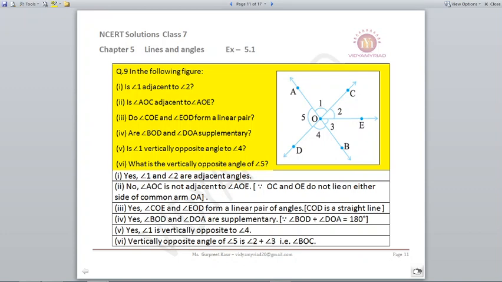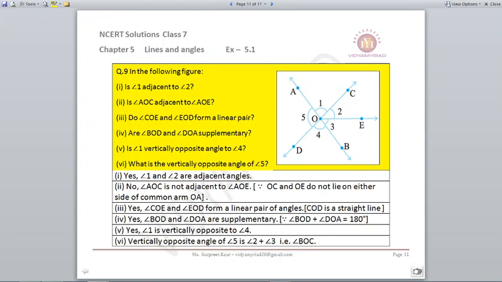Is angle AOC adjacent to angle AOE? Just look at angle AOE. Your angle AOE is made up of angle 1 and angle 2 both together, and they are asking whether angle AOC is adjacent to angle 1 and angle 2. No, it is not. They are not separate. They are not sharing a common arm. Next, angle COE and angle EOD form a linear pair. If you see these two angles, they are on a straight line, that is COD, so we can say that yes, they are forming a linear pair.